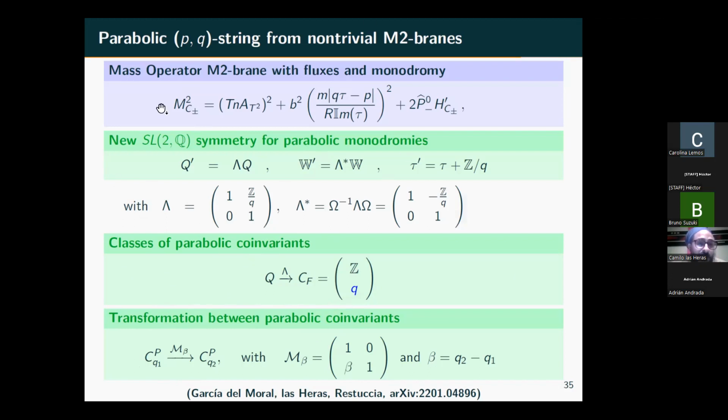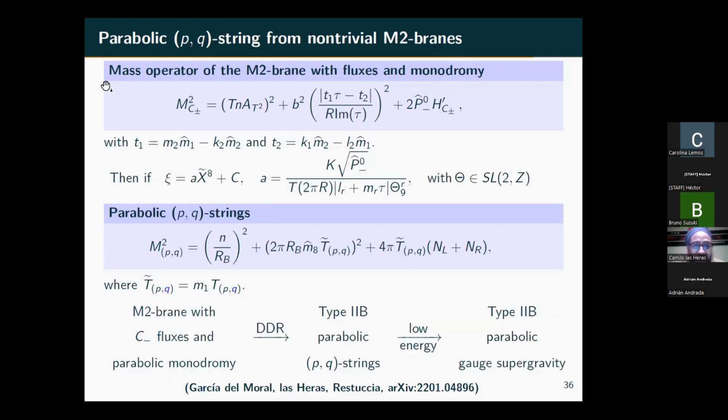Therefore, we can say that we have found a formulation of the theory in terms of the parabolic coinvariance. Therefore, if we reproduce what we have done before, we were able to obtain what we call a parabolic PQ string, which contains a mass operator that is given by this expression that we have here, where the tension is proportional to the tension of the PQ string, okay?